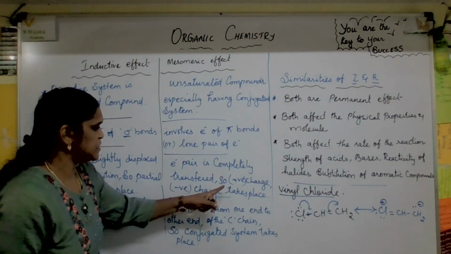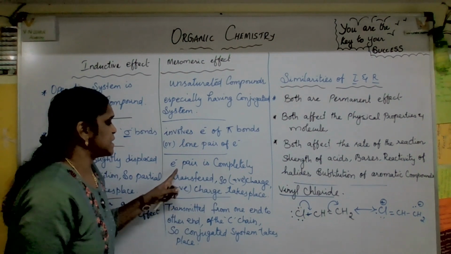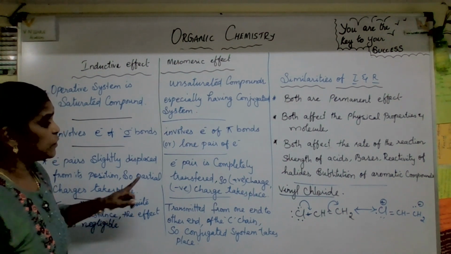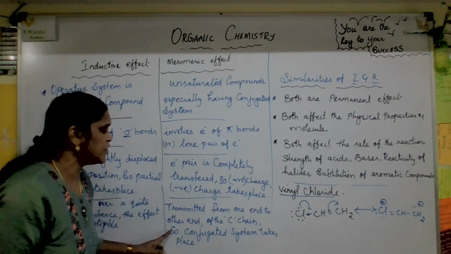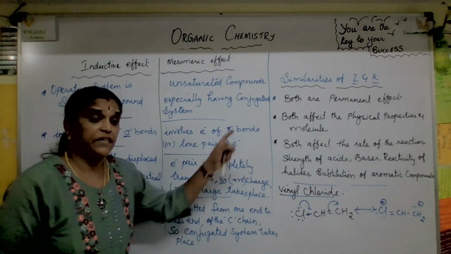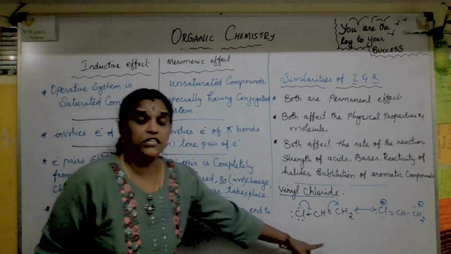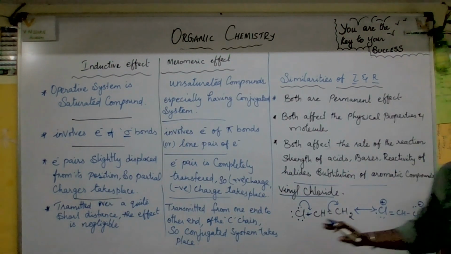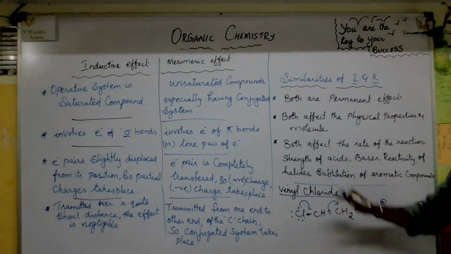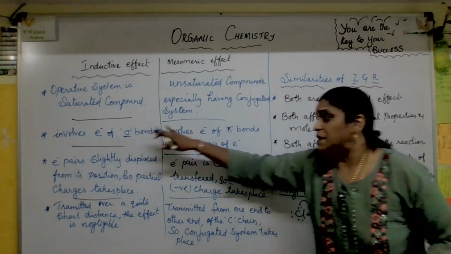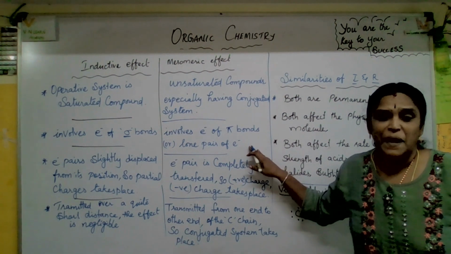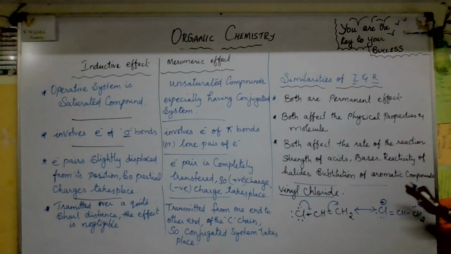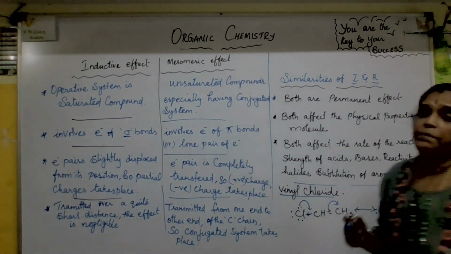That is what is mentioned here. Positive charge and negative charge take place, and the electron pair is completely transferred. One more point, it is transmitted from one end to the other end in a carbon chain. So these are all applicable to the mesomeric effect. Which is more powerful? Definitely the mesomeric effect is more powerful. Here a sigma bond is there, but in the mesomeric effect pi electrons are shifting from one place to another. Hope you got a clear idea about the inductive effect and mesomeric effect.